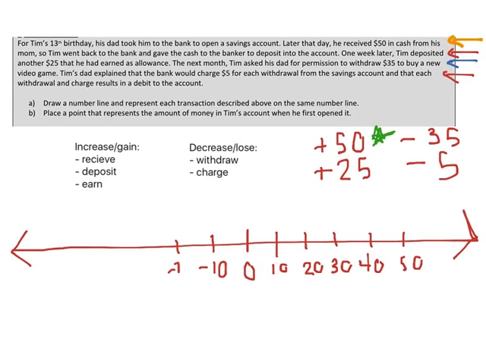negative 20, negative 30, negative 40, and finally negative 50. Okay, so we need to plot positive 50. That's an easy one because that's already one of our hash marks, so all we need to do is plot a point there. So we can just draw a little circle over a hash mark to show that we're plotting that point. The next one that we need to plot is positive 25.